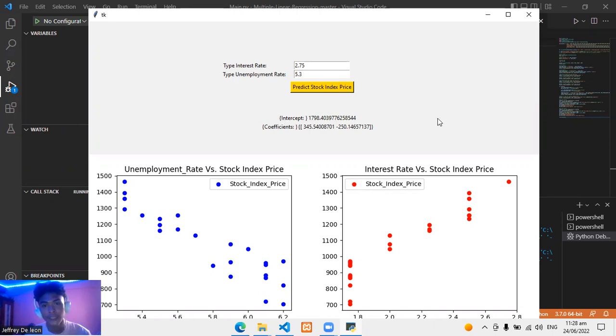Dito makikita natin yung intercept ng dalawang input natin na data and also their coefficient. So here, it is indicated that the predicted stock index price ng ating inputted data from interest rate and unemployment rate is 1,422.86. And that's in the presentation.